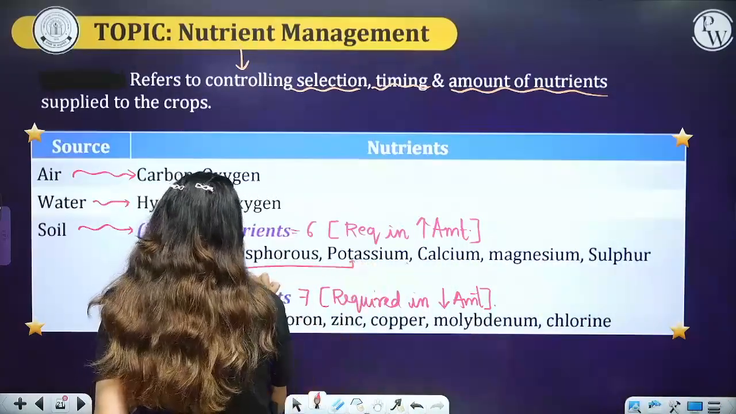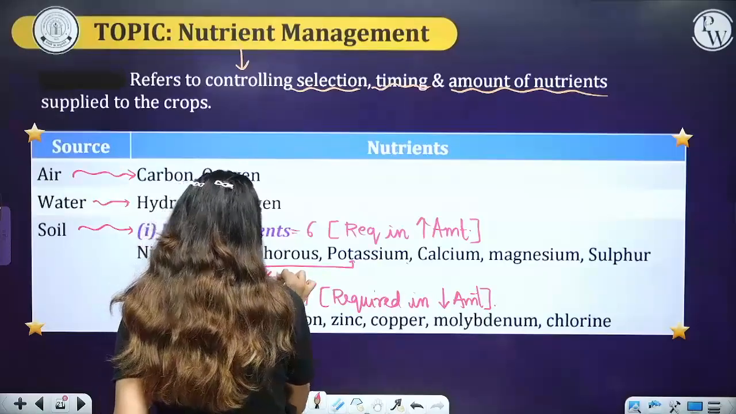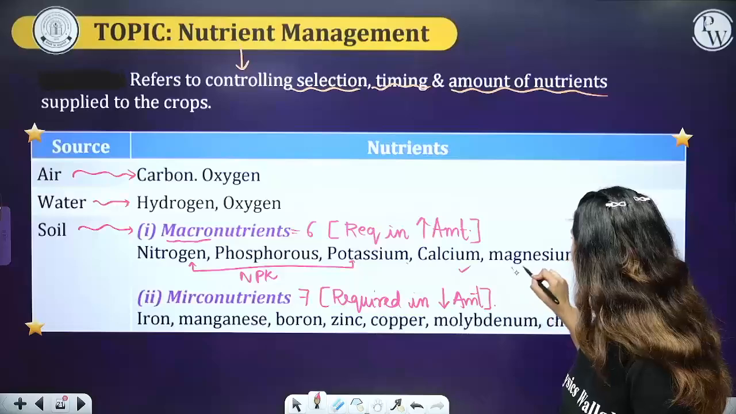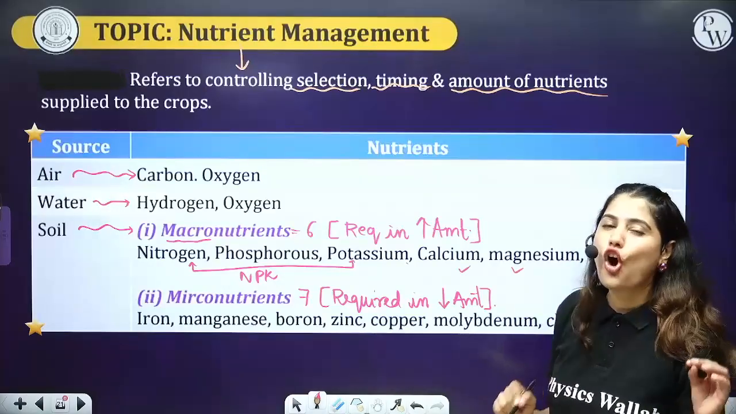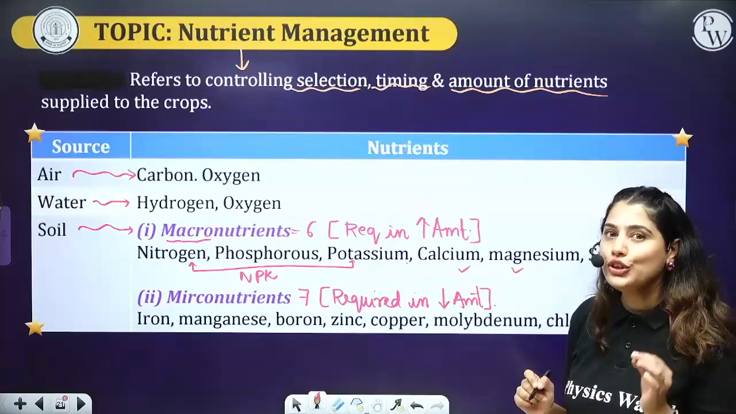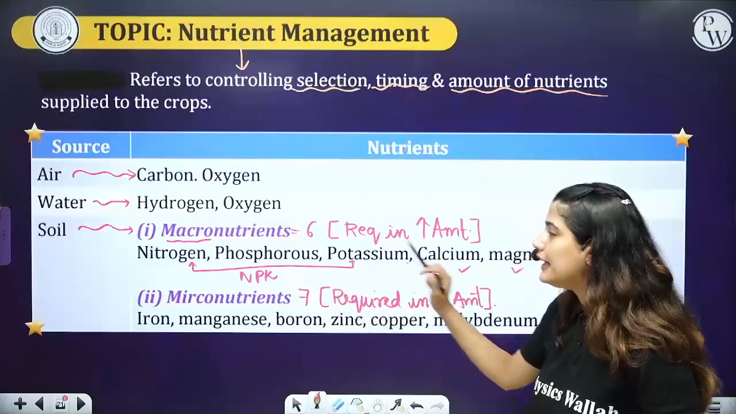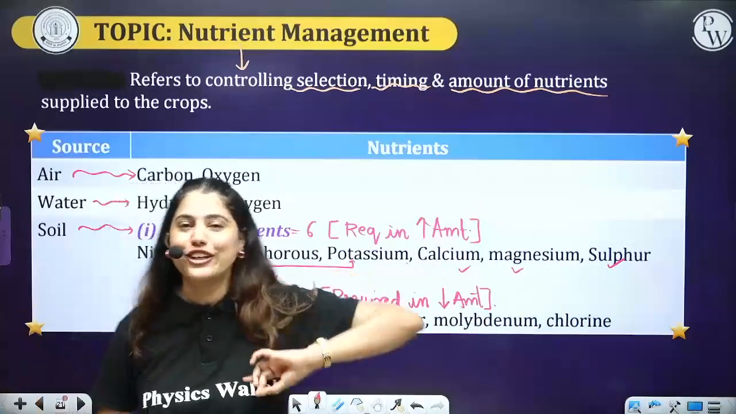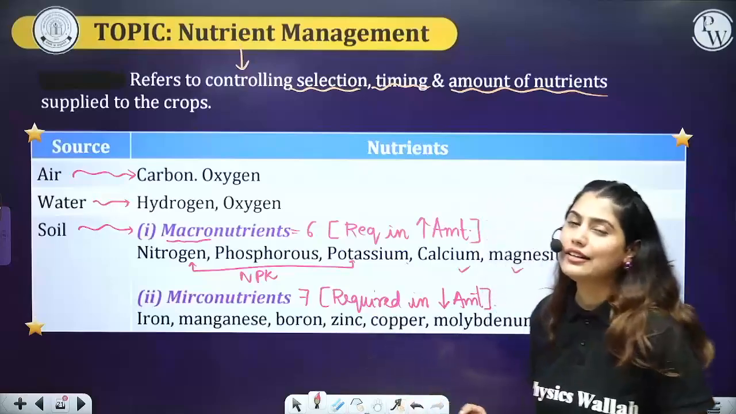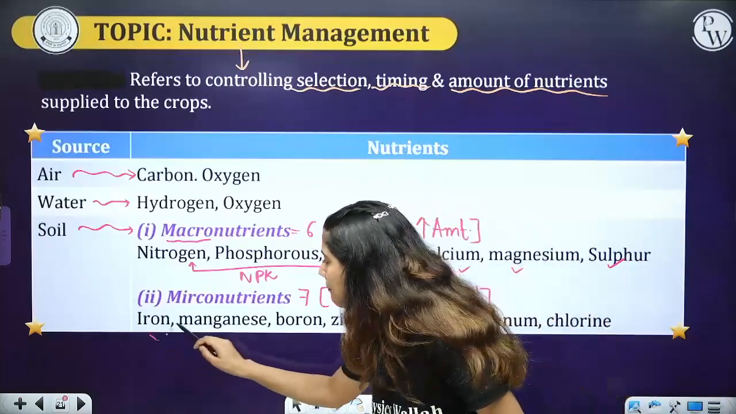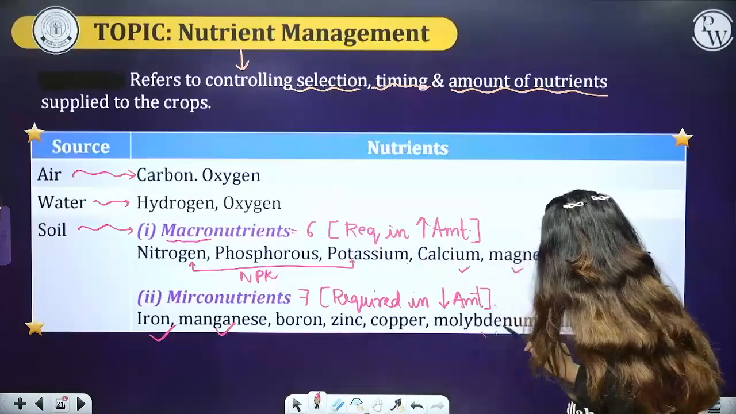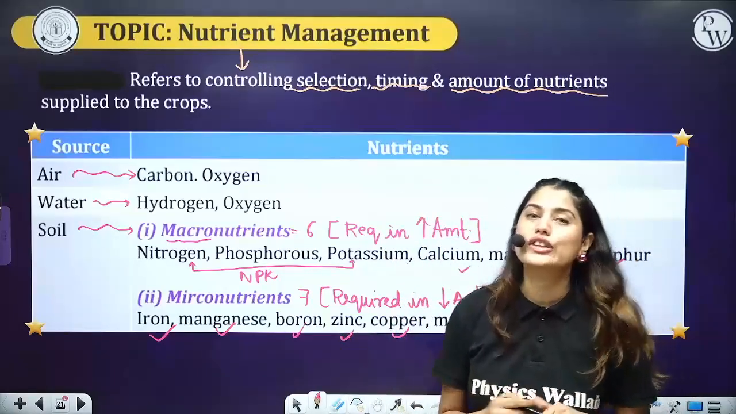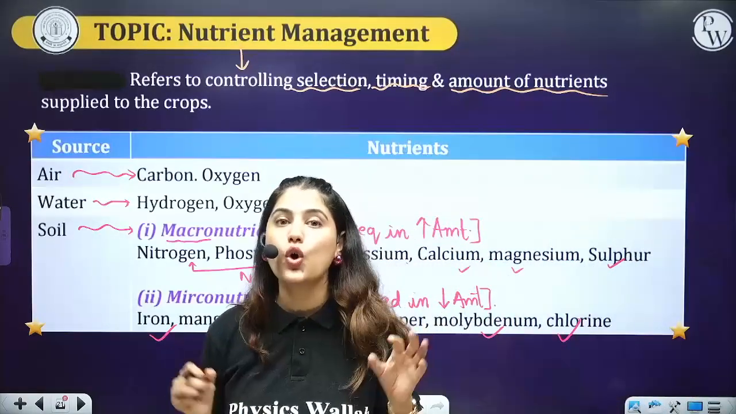In the macronutrients we have NPK, that is nitrogen, phosphorus and potassium, and also we have calcium, magnesium and sulfur. NPK, calcium, magnesium, sulfur, these all are the macronutrients, right? And in the micronutrients we have iron, manganese, molybdenum, chlorine, copper, zinc and boron. So these are your micronutrients.